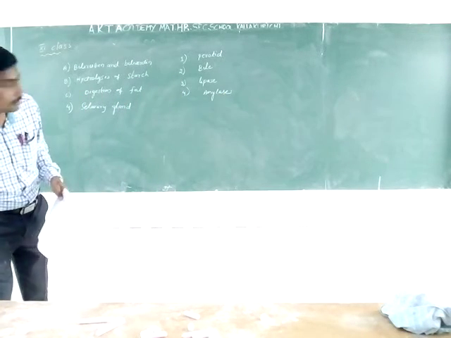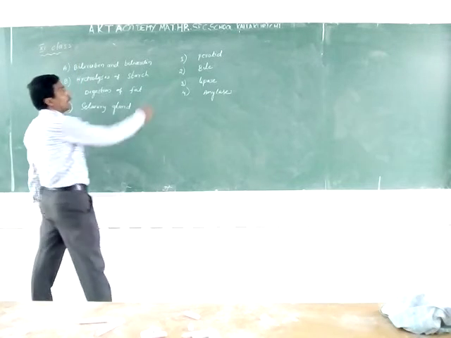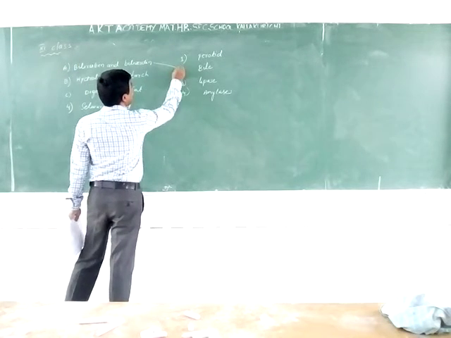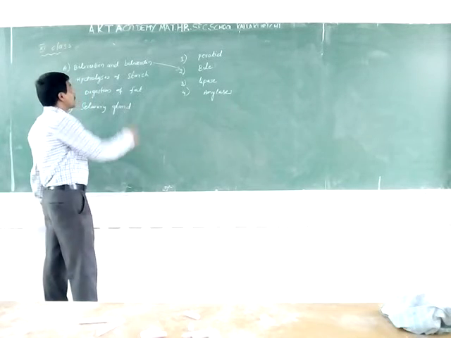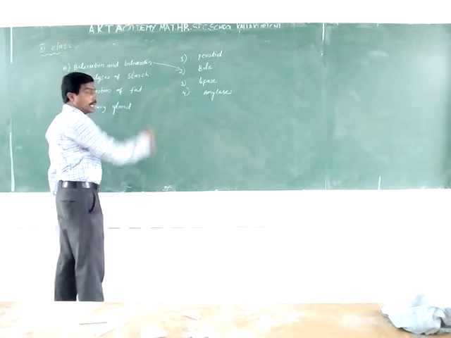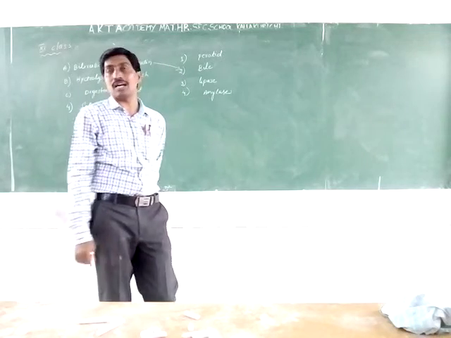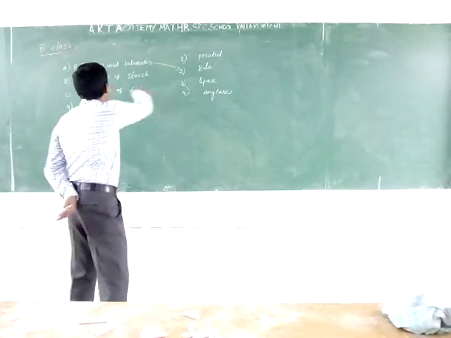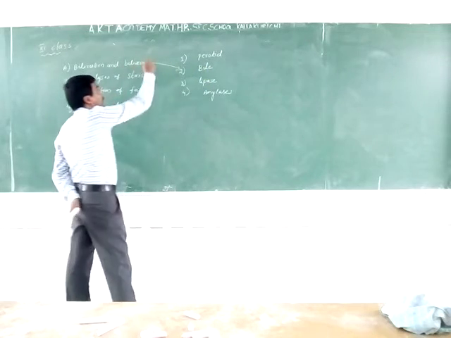Bilirubin is secreted by the bile. The bile contains bile salts and bile pigments. The bile pigments are bilirubin and biliverdin. Bile salts are sodium and potassium glycocholates and taurocholates.